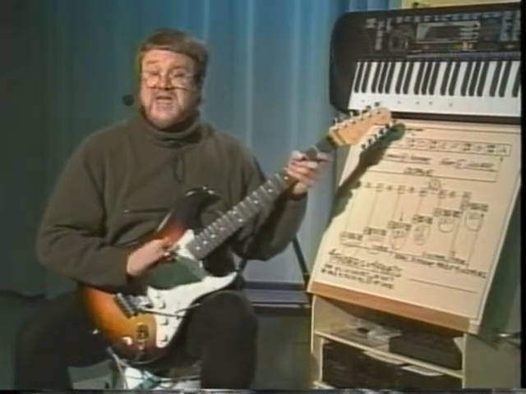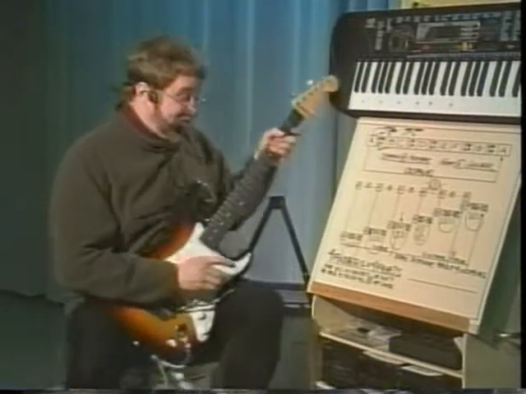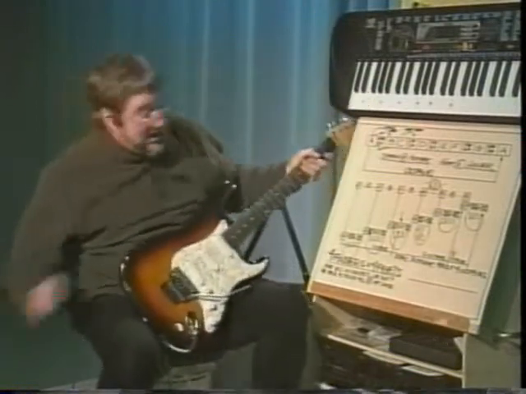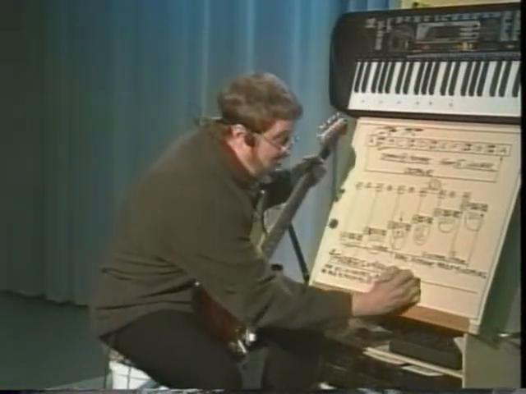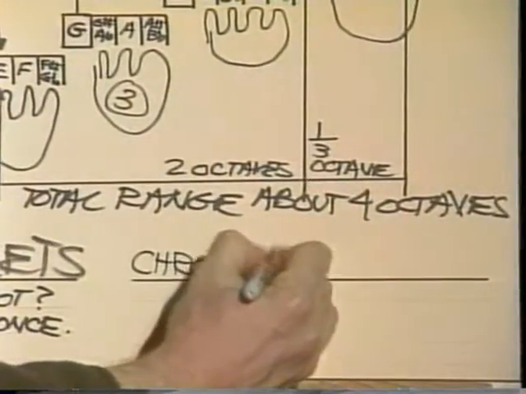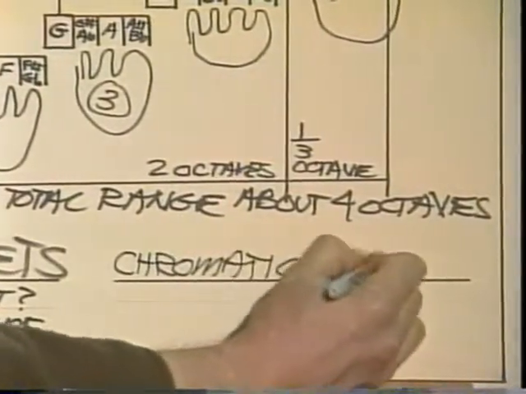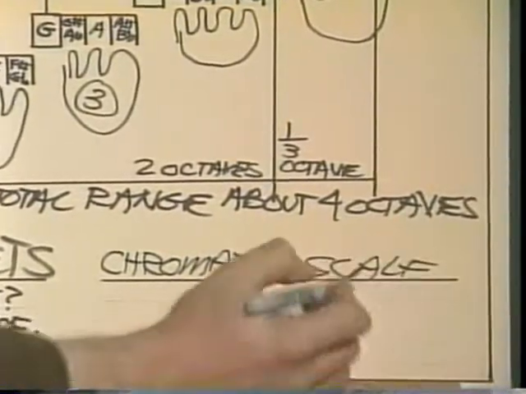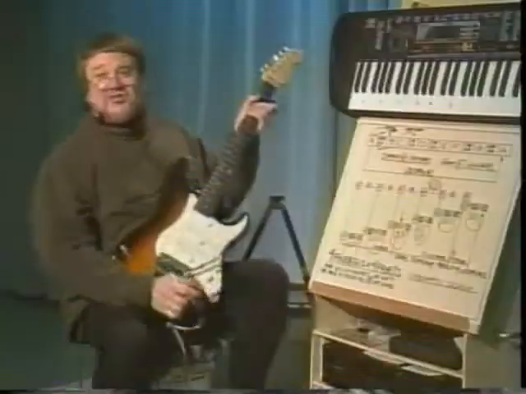It's called a chromatic scale exercise. There's that word again. How do you play all 12 notes? What's that called? It's called a chromatic scale. How do you play a chromatic scale on the guitar?